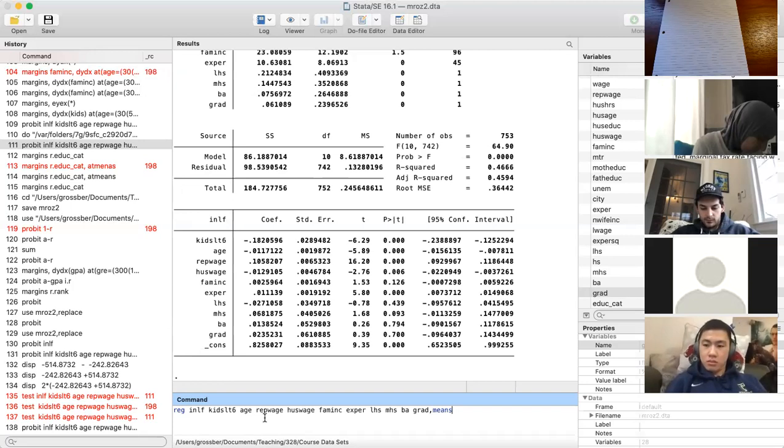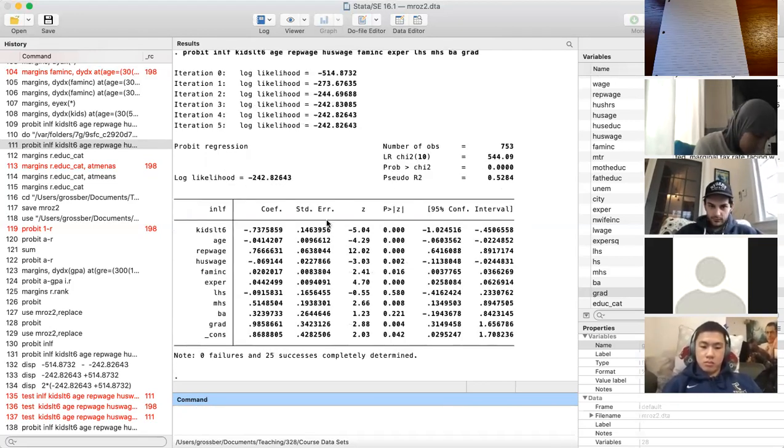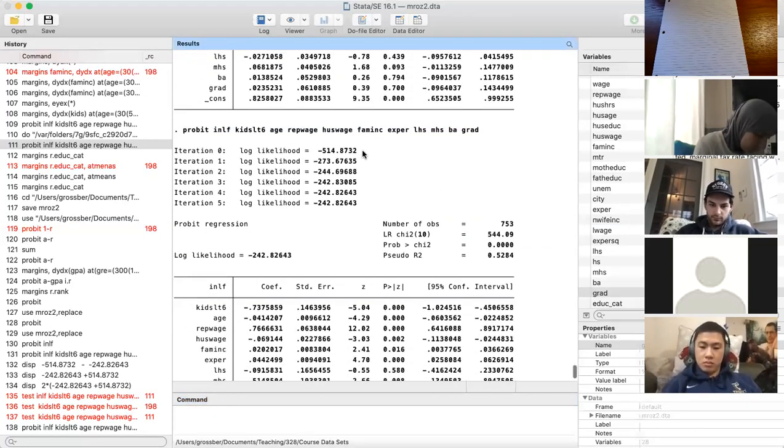We can take that same regression and estimate it using Probit, just substituting Probit for regress. And when we look at this output, we see a couple of things. One, we see that Stata goes through a number of different iterations as it estimates this regression. What Stata is trying to do is to find the maximum value of the likelihood function.